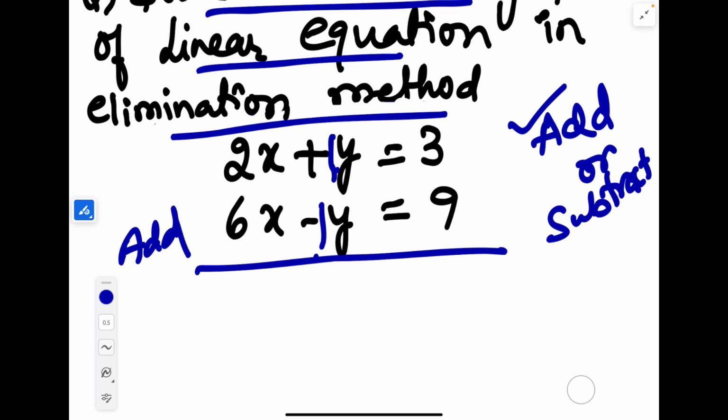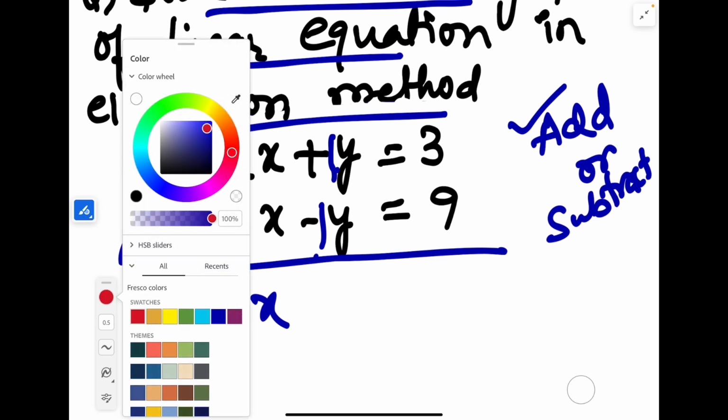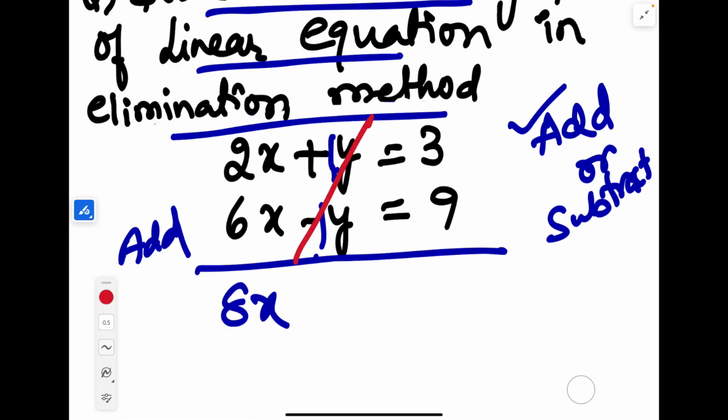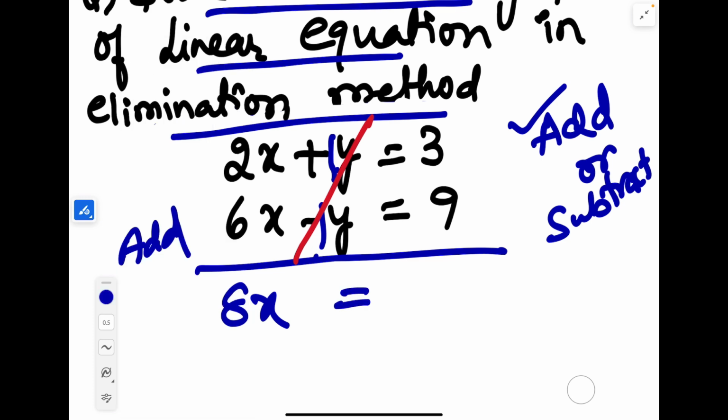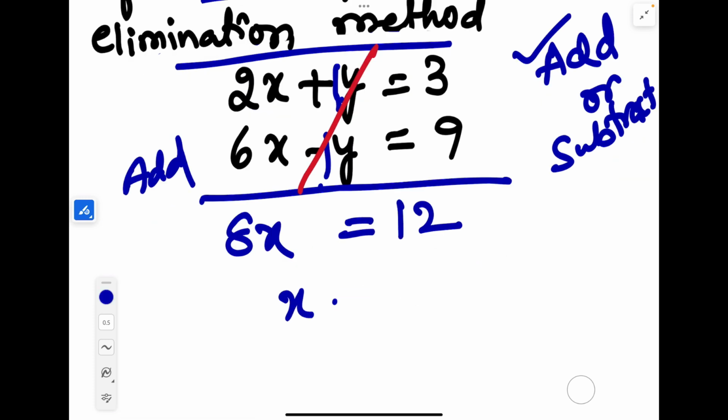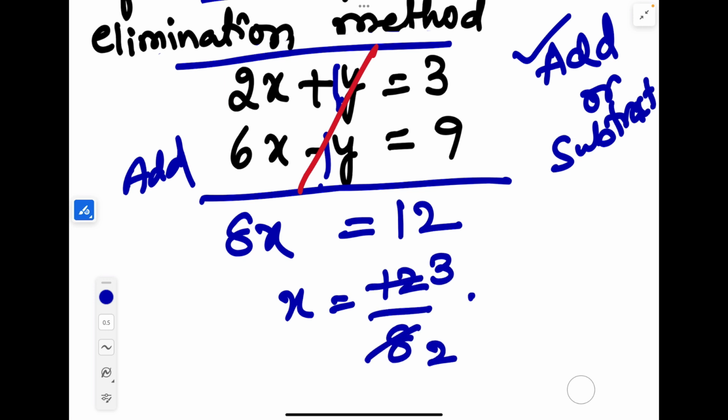2x plus 6x is equal to 8x. Plus 1y and minus 1y will get cancelled. It gets eliminated. It becomes 0 on the left, and on the right 3 plus 9 is 12. And x will become 12 by 8. 4 times 2, 4 times 3. So it implies x value is 3 by 2.